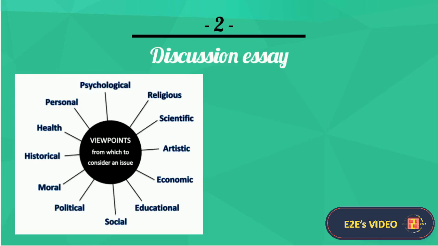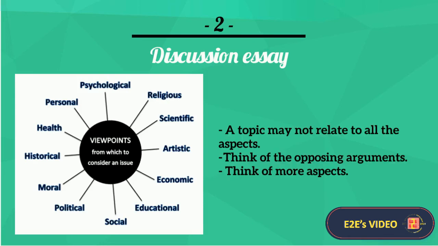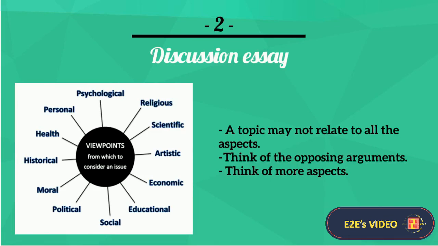There are several things to keep in mind when using the discussion clock. First, keep in mind that a topic may not relate to all the aspects presented in the discussion clock. Second, remember that for each viewpoint you have thought of, there is usually an opposing argument. Think of the opposing arguments before planning your essay as well. And lastly, you can think of more aspects to add to the discussion clock of your own. As this is a tool for brainstorming ideas, we believe that a brief introduction like this is sufficient.